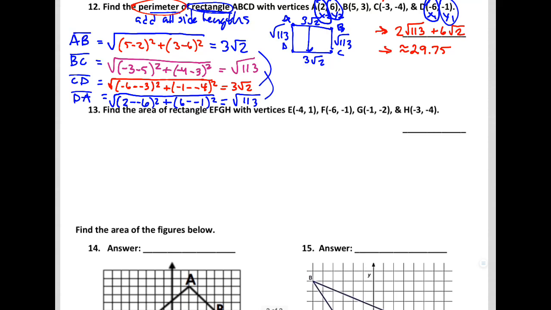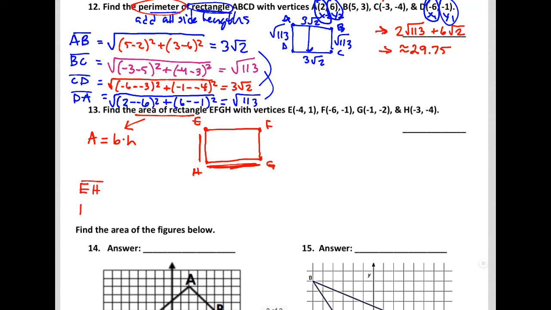Alright, so for number 13, we want to find the area of a rectangle with vertices E, F, G, H. Well, if we go ahead and draw basically a rough sketch of our rectangle, here's our E, F, G, H, since it's going in that order. And if we want the area of a rectangle, we know the area formula is equal to little b times little h. So really we just need the base and the height, the perpendicular distance. To do that, we can simply find two distances. We can find EH and we can find HG. Or you could have chosen to do EF and FG, it doesn't really matter, as long as we are finding a vertical distance and a horizontal distance, we'll have both distances.